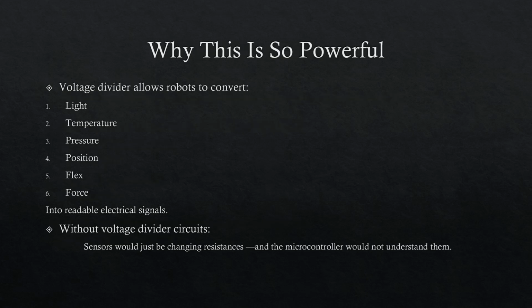Why is this so powerful? A voltage divider allows a robot to convert light, temperature, pressure, position and force into readable electrical signals. Without a voltage divider circuit, the sensor would just be changing resistance and the microcontroller would not understand it, because a microcontroller only understands change in voltage, not change in resistance.